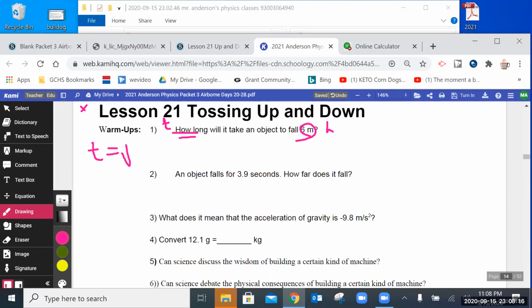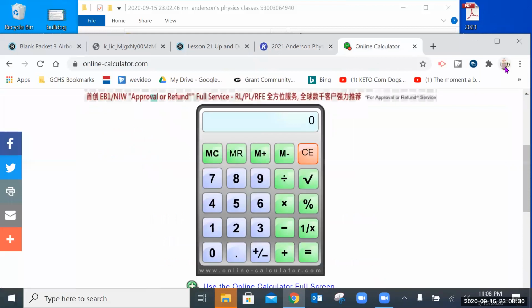T is equal to the square root of h all over 4.9. The h, we put in the 6. And then I go to a calculator in order to figure that out. 6 divided by 4.9 equals 1.22. So I take the square root of 1.22, and it's 1.1.